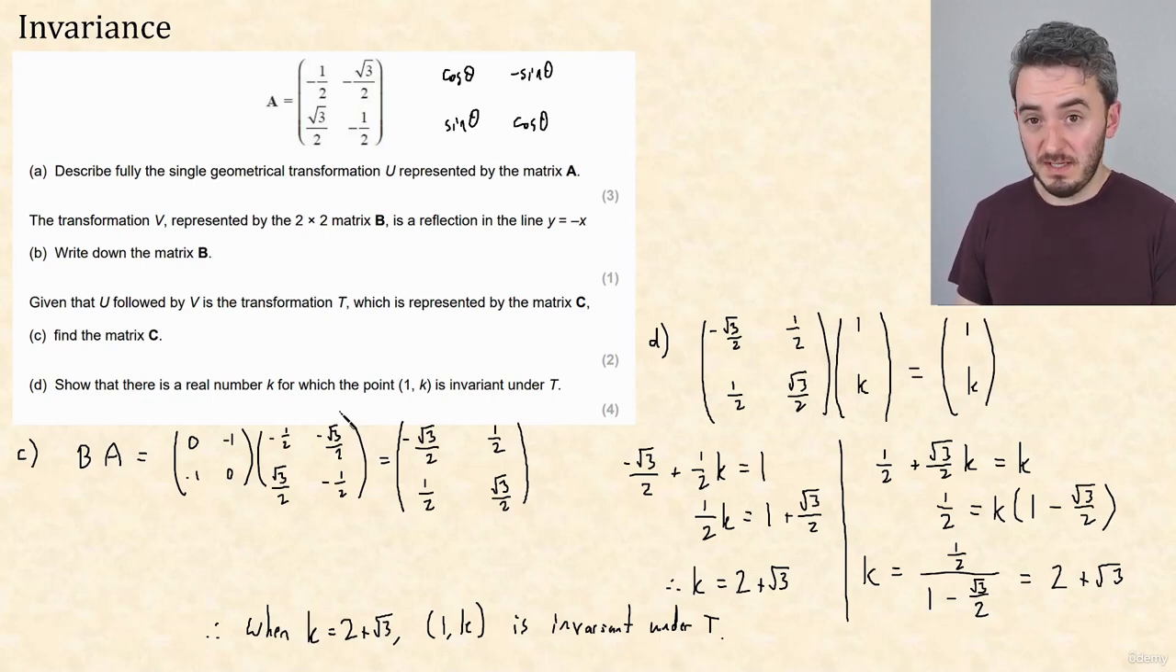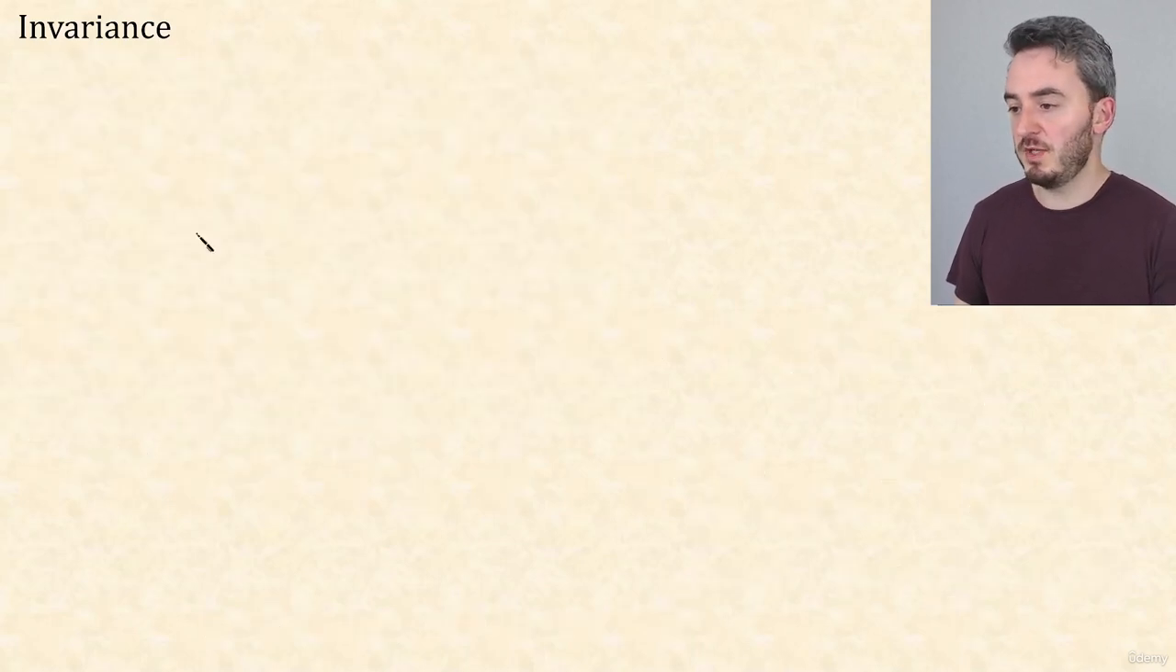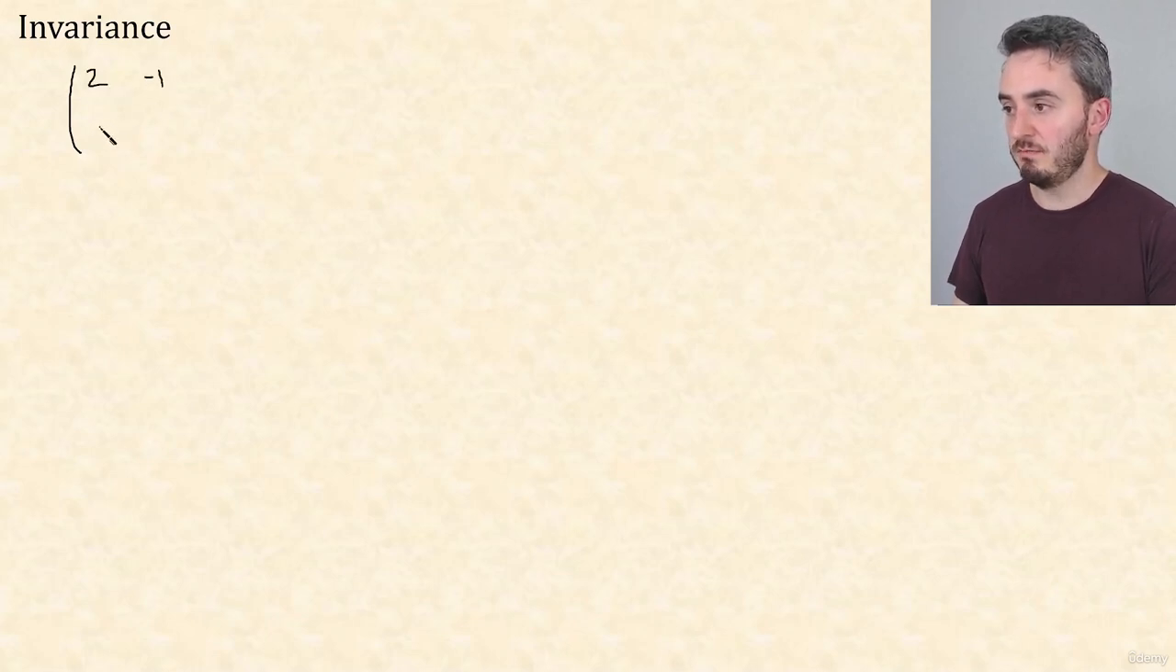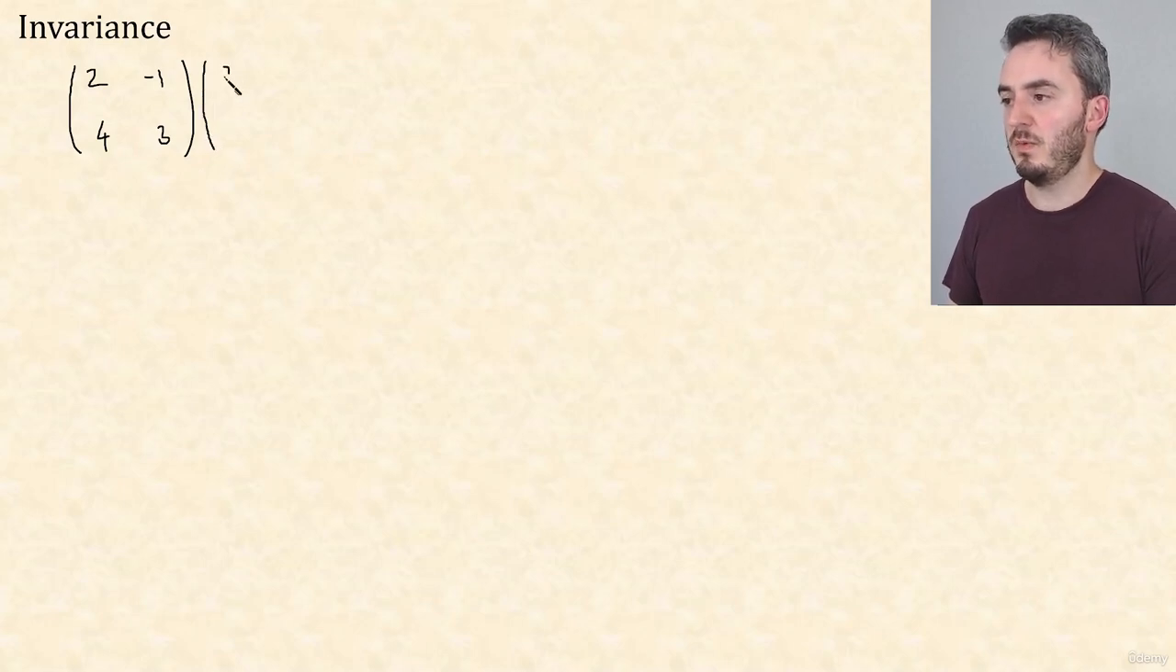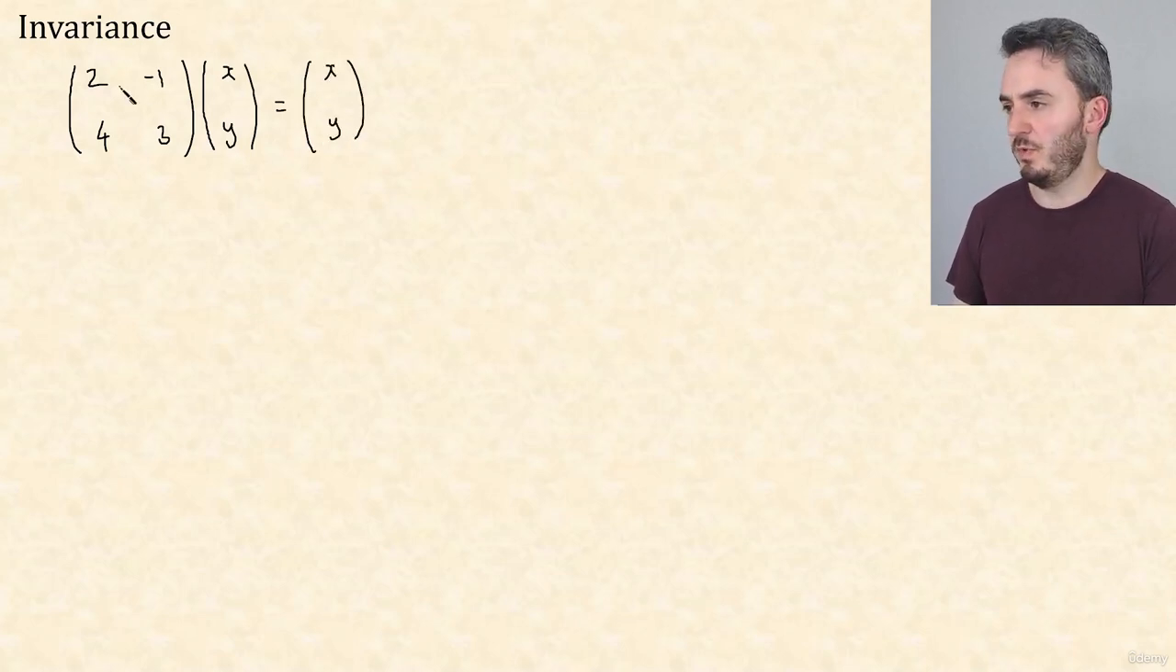Well, there kind of is a general method, but it doesn't always work that well. So if you just pick a random matrix like (2, minus 1; 4, 3), for example, and said, how do I find the invariant points under this matrix? Well, an invariant point would be the point where if you take the point (x, y) and apply this matrix, you get (x, y). So to solve this, we would just multiply it out.